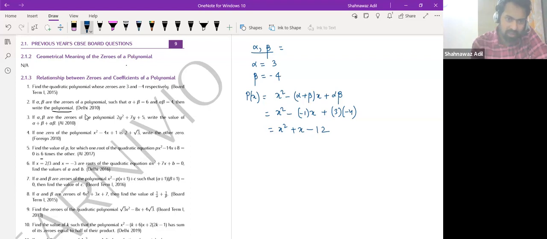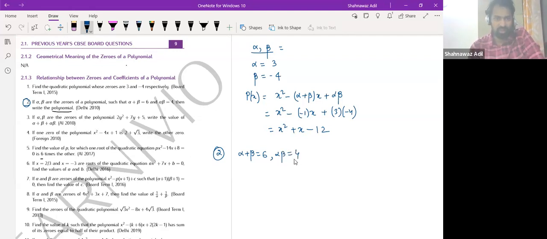Now you guys do this second question. All of you try this second question and then tell me the answer. So alpha and beta are the zeros of a polynomial such that alpha plus beta is given, and alpha into beta is given. So this is a very tough question, right? Sorry to ask you, but please do this part and tell me.